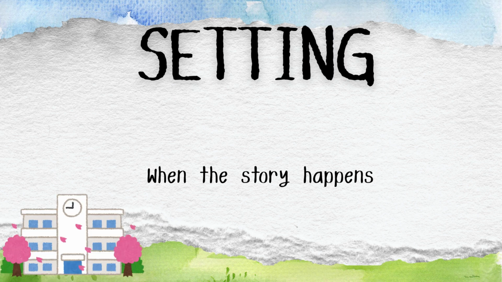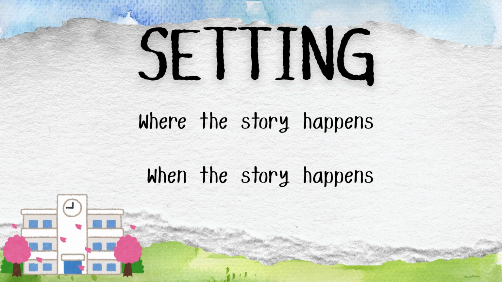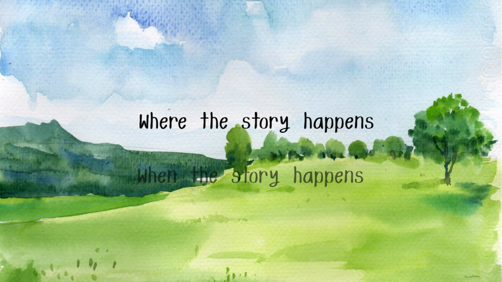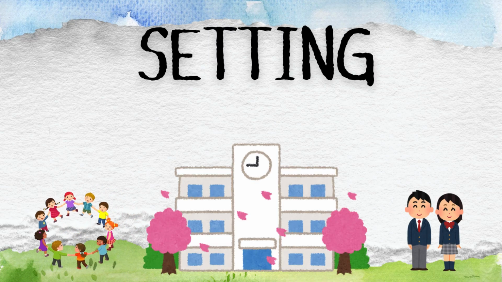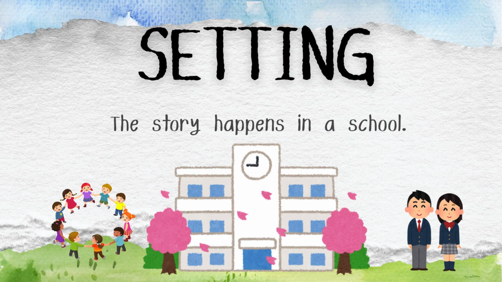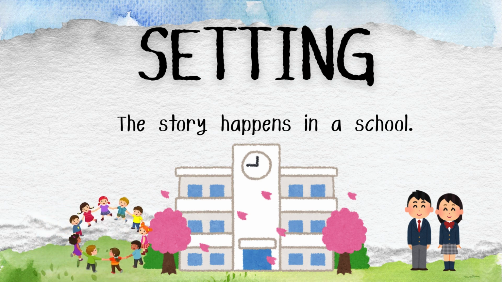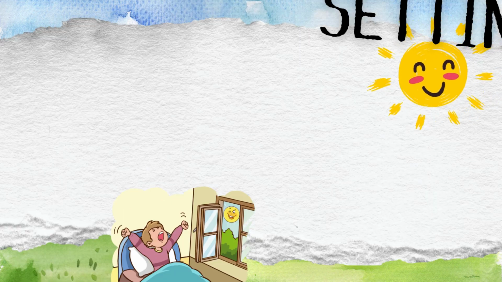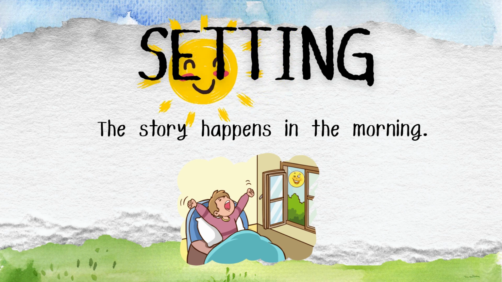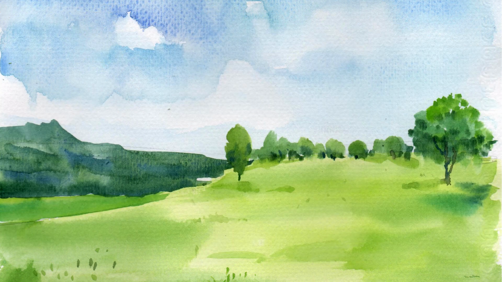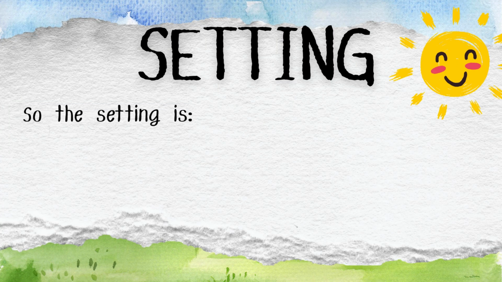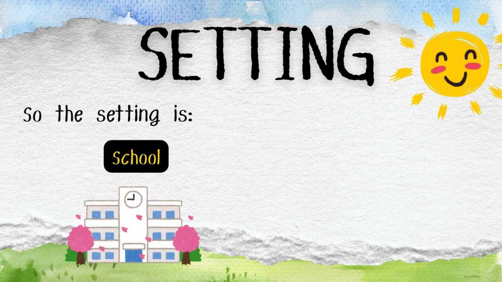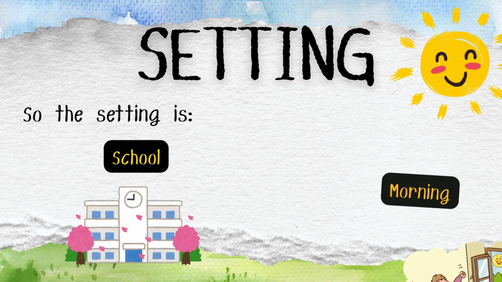Setting. Let's start with setting. Setting tells us where the story happens, when the story happens. Example: the story happens in a school. The story happens in the morning. So the setting is school, morning.